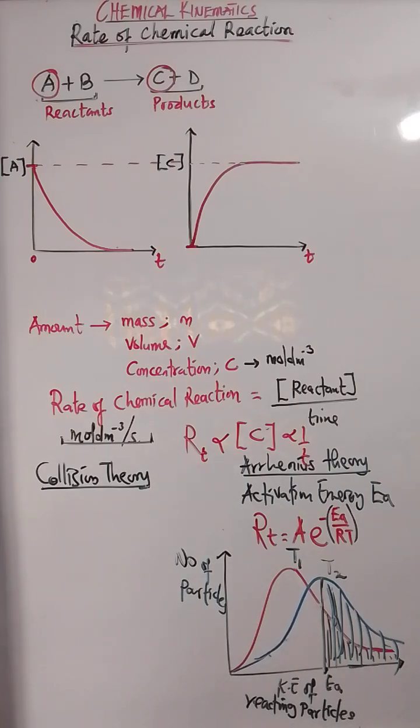So apart from this, there are other factors that affect the rate of chemical reaction. And we've mentioned one here, which is temperature. So number one, factors that affect the rate of chemical reaction. First, increase in temperature will increase the rate of chemical reaction, and decrease in temperature will decrease the rate of chemical reaction.